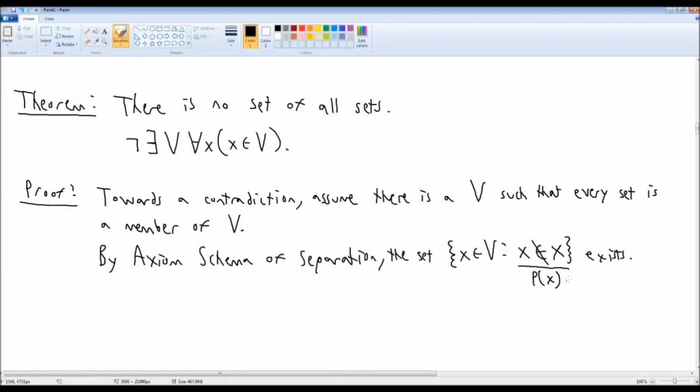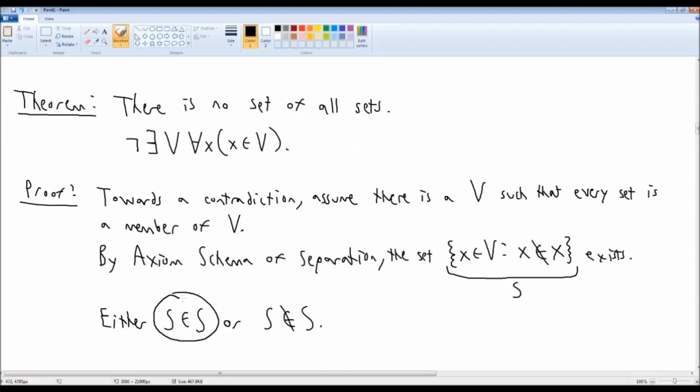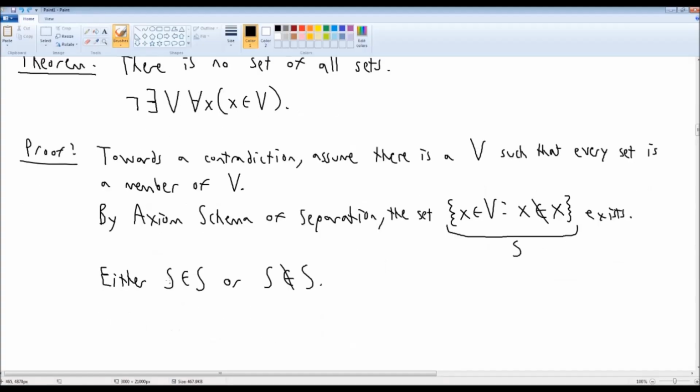Here is our property P of X. Let's call this set S. Now, either one of two possibilities has to be true. Either S has to be a member of itself, or S has to not be a member of itself. And spoiler alert, I'm going to show that both of these possibilities lead to a contradiction. Let's handle this one first.